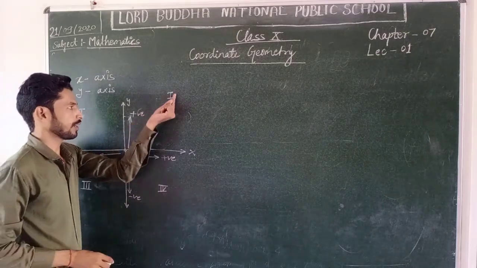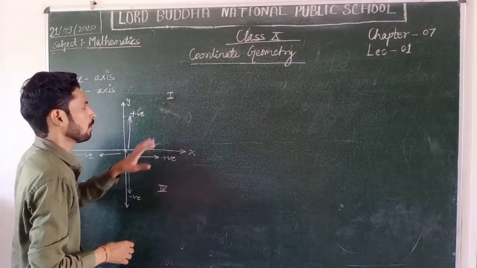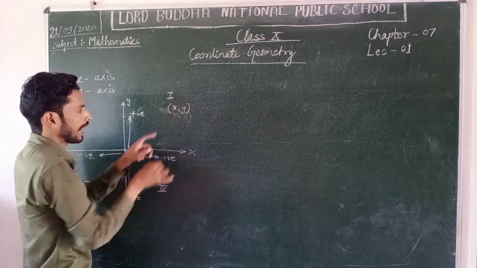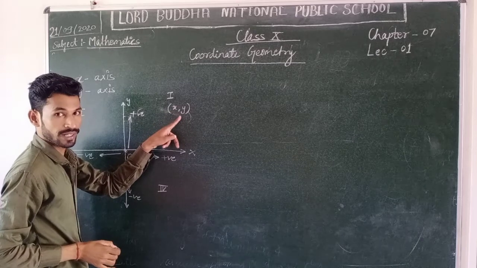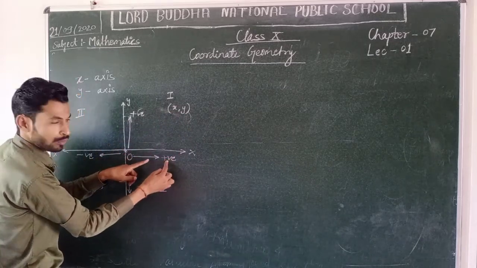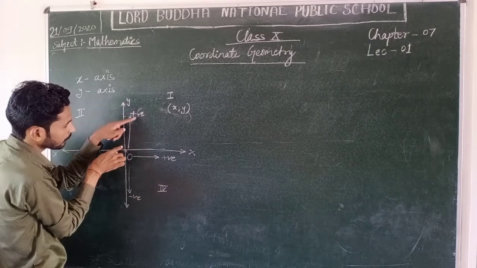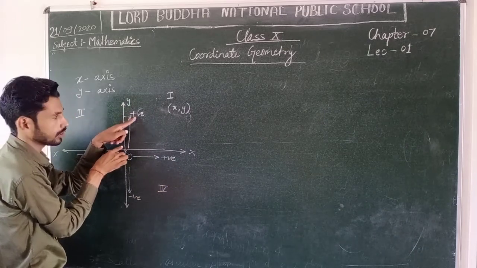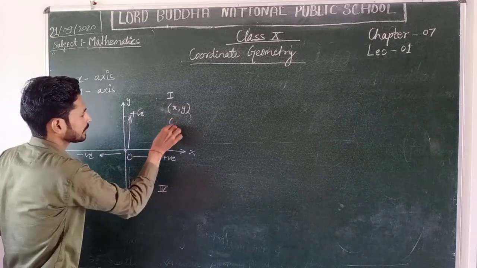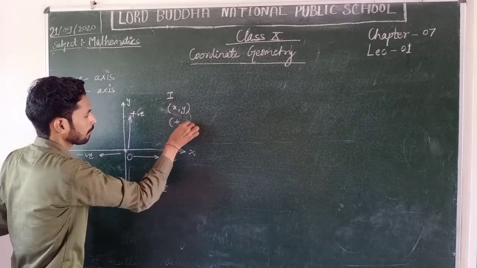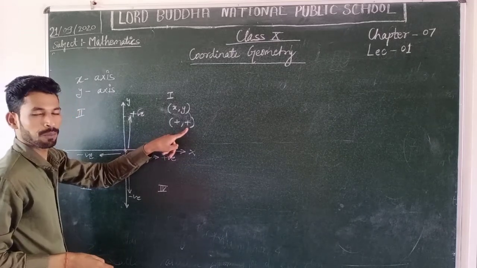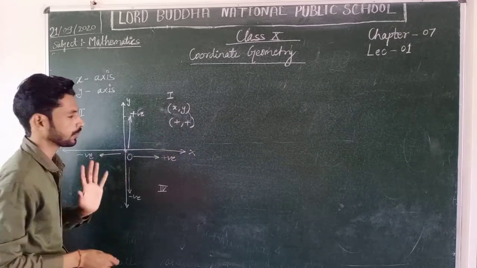Now in the first quadrant, the coordinate will be x comma y, and what will be the sign of this coordinate? x is positive and y is also positive. So we can say the signs are plus and plus. Both x and y are positive.